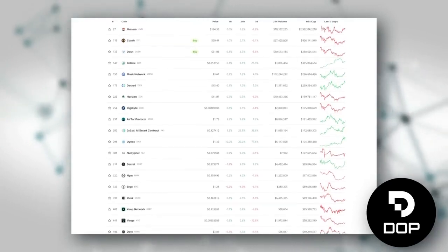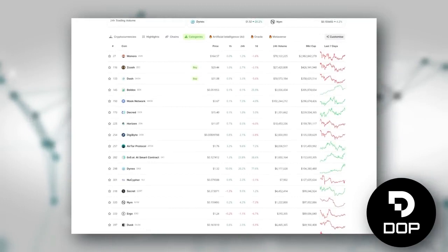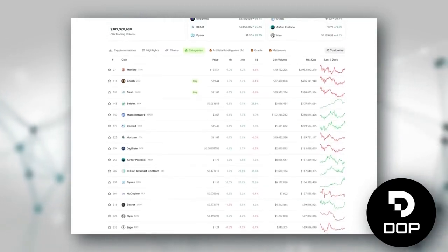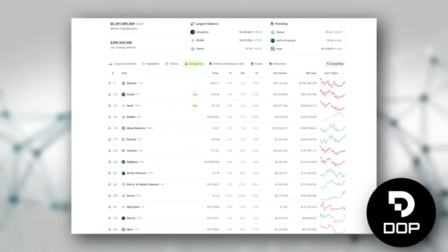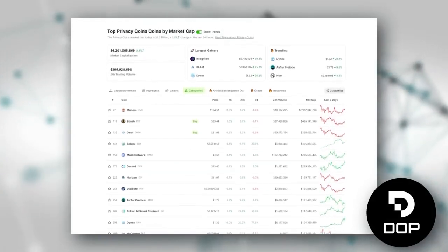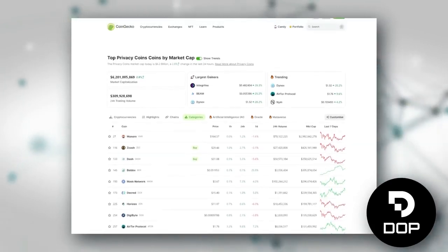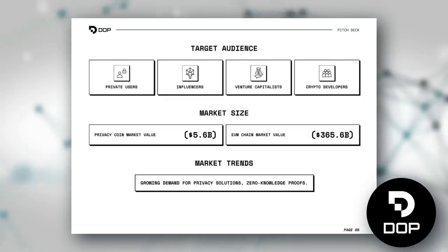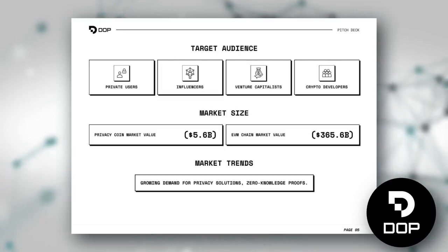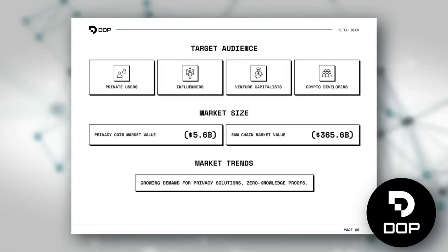Privacy coins are a relatively small part of the market at approximately $6 billion. And the previously mentioned regulations are just one of a few reasons why. The biggest coin is Monero at number 27 by market cap here, and a market cap of $2.982 billion. But DOP is building on top of Ethereum, and the EVM market is huge at over $365 billion.